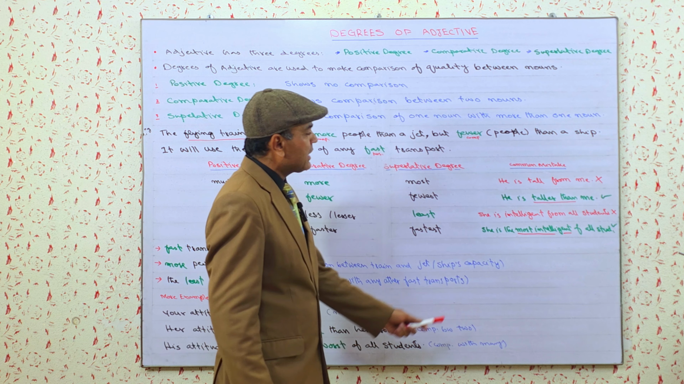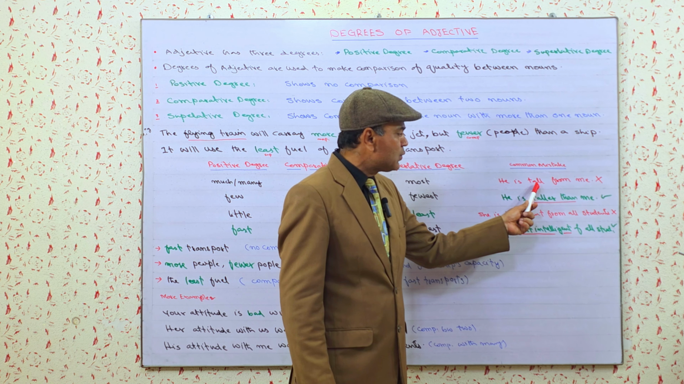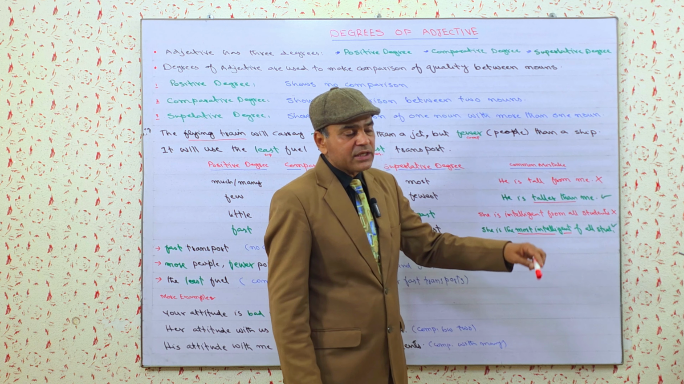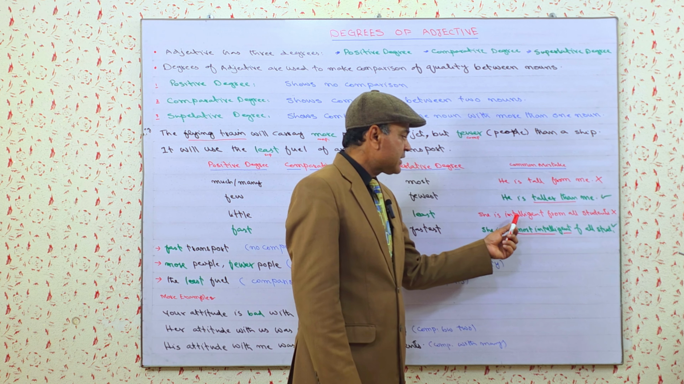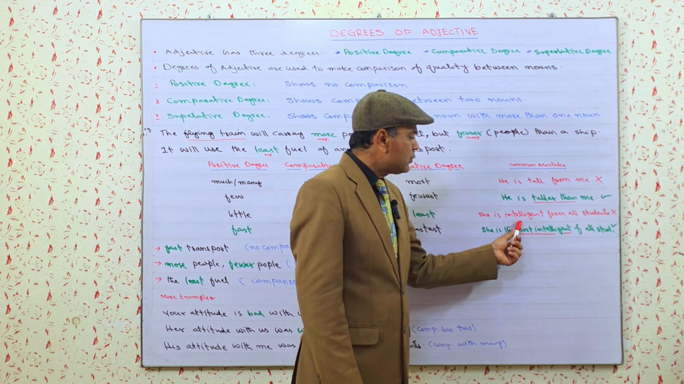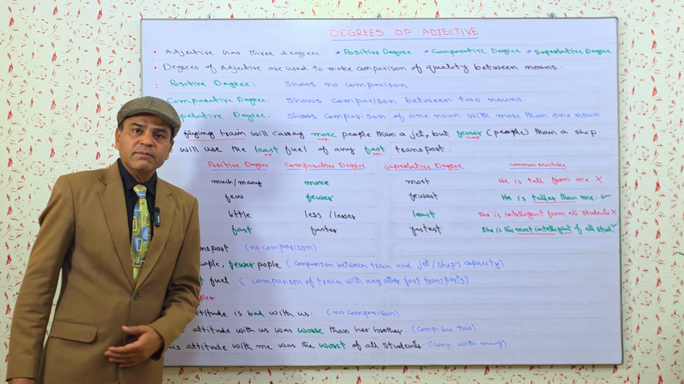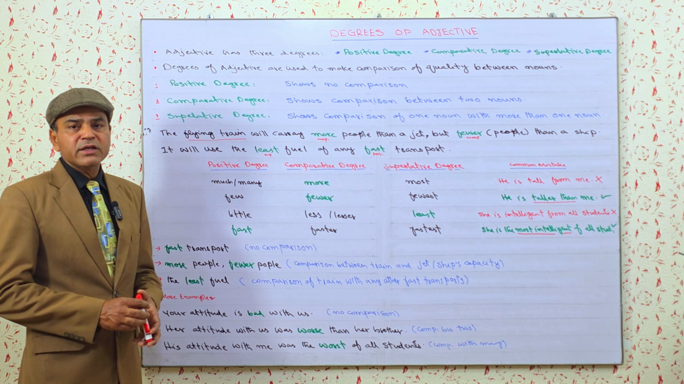When I said this sentence is wrong, it is because the person is using the positive degree in the sense of the comparative degree. I say this is wrong because here again the positive degree is used in the sense of the superlative degree. Let's have a look at one more example to make things more clear.